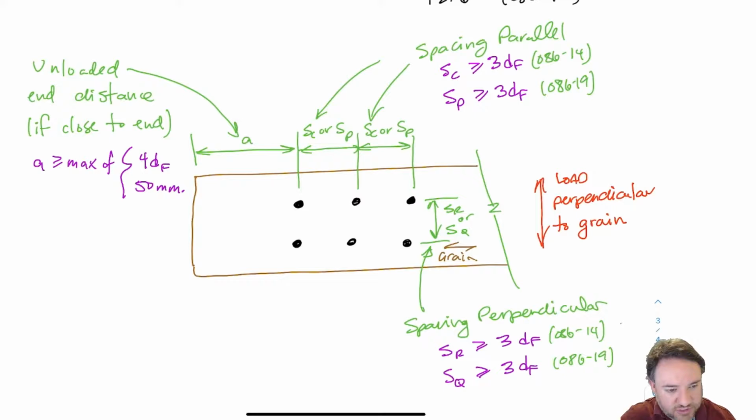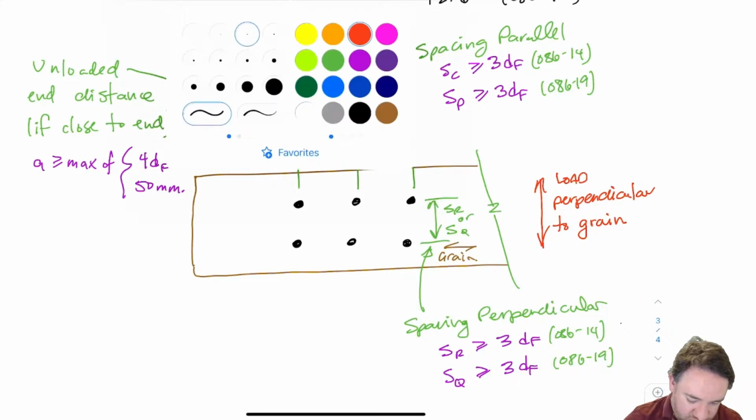I say if close to the end, because a lot of times if I have load perpendicular to grain, I'm in the middle of the piece of wood. I'm not necessarily near an end. So maybe this piece of wood goes off this way and off this way, and I'm just dealing with a connection that's somewhere in the middle. So I'm very far from either end, which is totally common, that could happen. So if I need to consider that end distance, then that's what the requirement is. Again, a max of 2, 4df, or 50 millimeters.